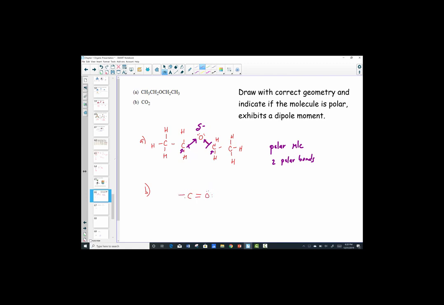If I compare that to letter B, by the time I'm done drawing a carbon dioxide molecule, we have a double bond going to oxygen in either direction. Now these bonds are indeed polar, but notice that the dipole itself cancels. There is an equal distribution of electron charge. So the dipole moments cancel.